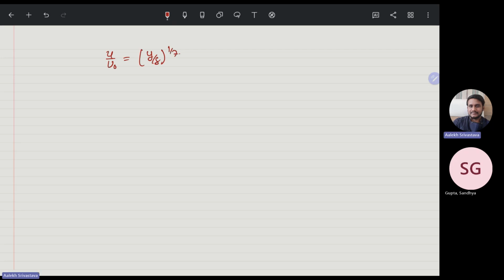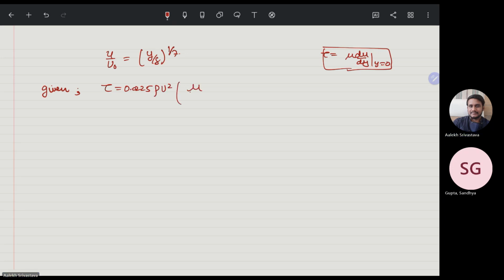So we need to find out what is the drag, what is delta and everything. With the given condition, for the laminar case we had said that tau is equal to mu du by dy at y equal to 0. But here we will use tau equal to 0.0225 rho u square into mu by rho u delta raised to the power 1 by 4.